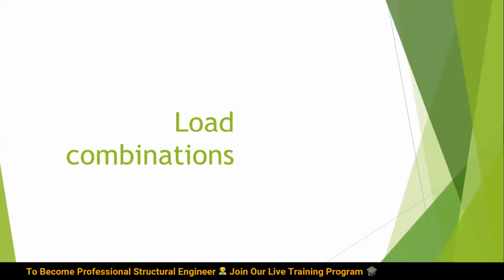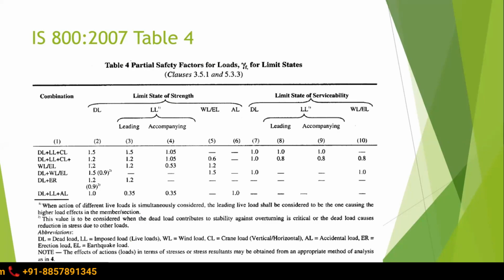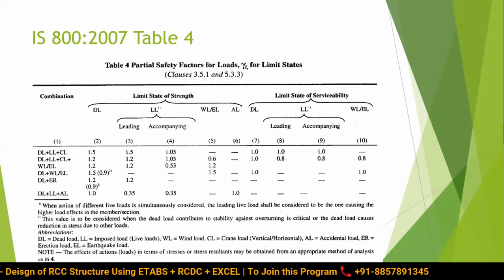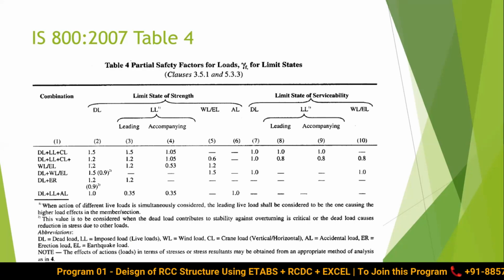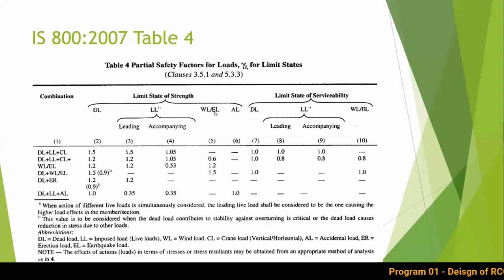Okay, so we understood regarding earthquake load, dead load, live load, and wind loads. Let's understand based on these combinations, how many total load combinations we have. As per IS 800 2007 table number 4, we have these combination factors for strength criteria and combination factors for serviceability criteria. Here you can see we have our dead load, live load, wind load slash earthquake load. This is important for us.